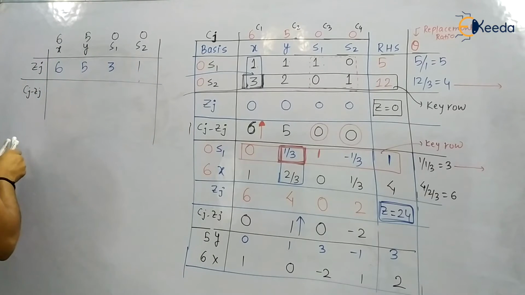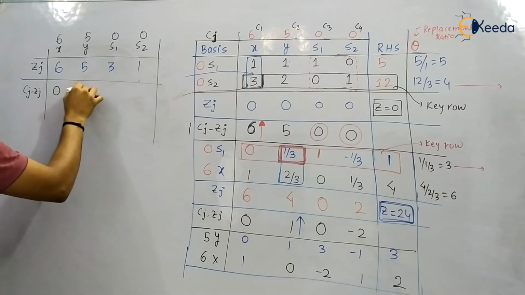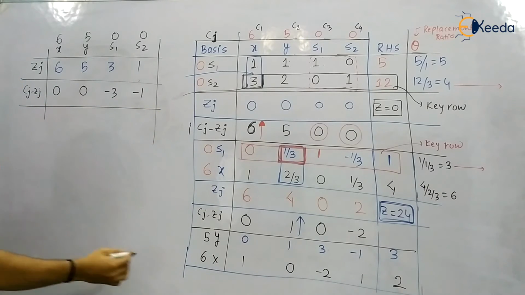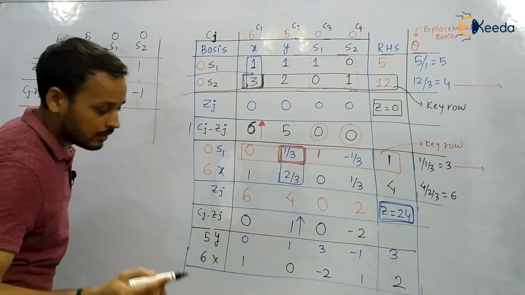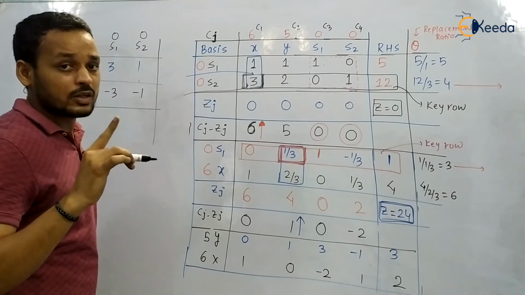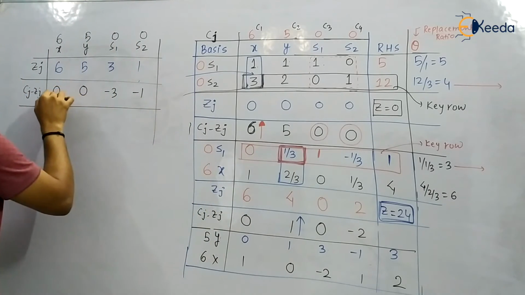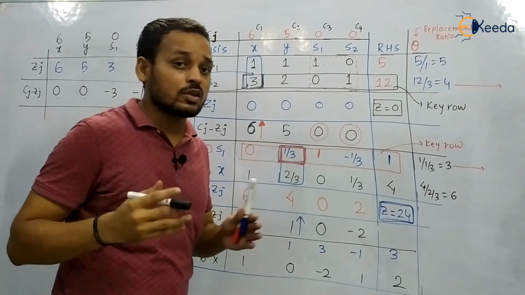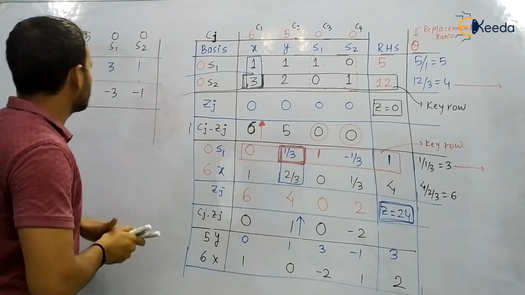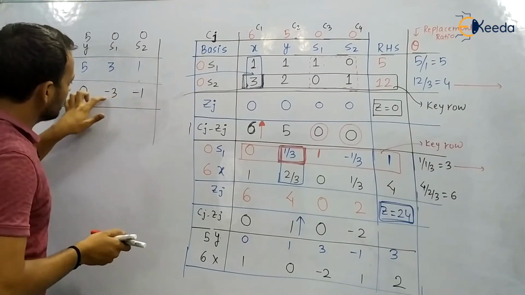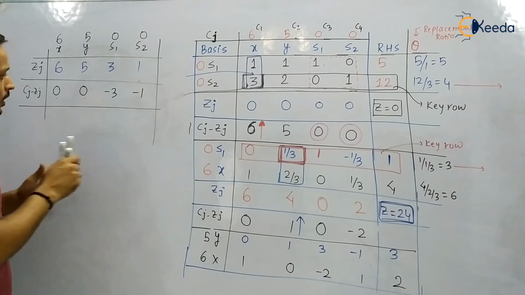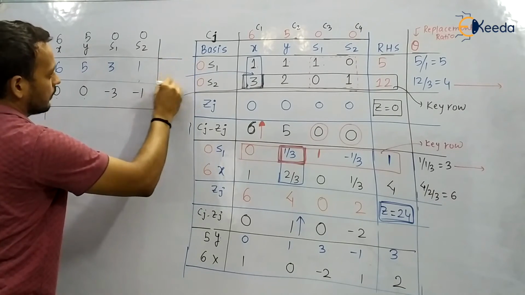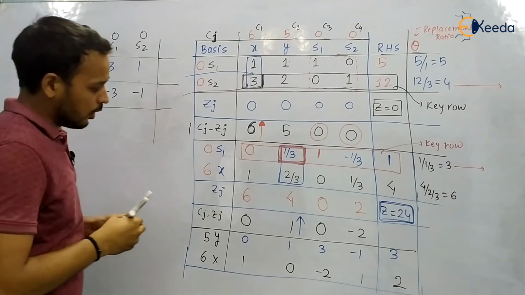So Cj minus Zj, you are going to get 6 minus 6, 0, 5 minus 5, 0, minus 3 and minus 1. You can see these x and y were basic variables, so you will get 0 value for those basic variables in the Cj minus Zj row. And you have to look for the maximum positive non-basic variable. The non-basic variables are S1 and S2, but they are not positive. It means we have reached the optimality.